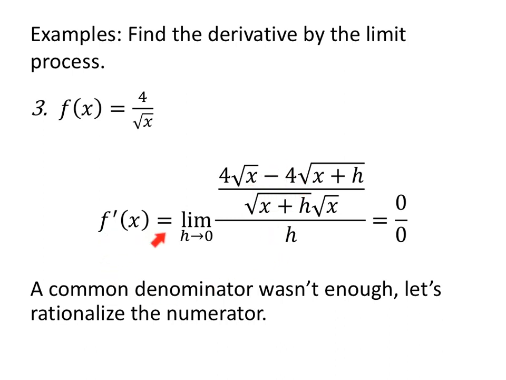So f prime of x is the limit as h approaches 0 of the nasty stuff from the last slide, all divided by h. But when h is 0, my numerator is 0, my denominator in the numerator is x, so 0 over x divided by 0, that's 0 over 0. Unfortunately, a common denominator wasn't enough in order to be able to evaluate the limit, right? This is an indeterminate form. Anytime you get 0 over 0, you have to do something else. More algebra.